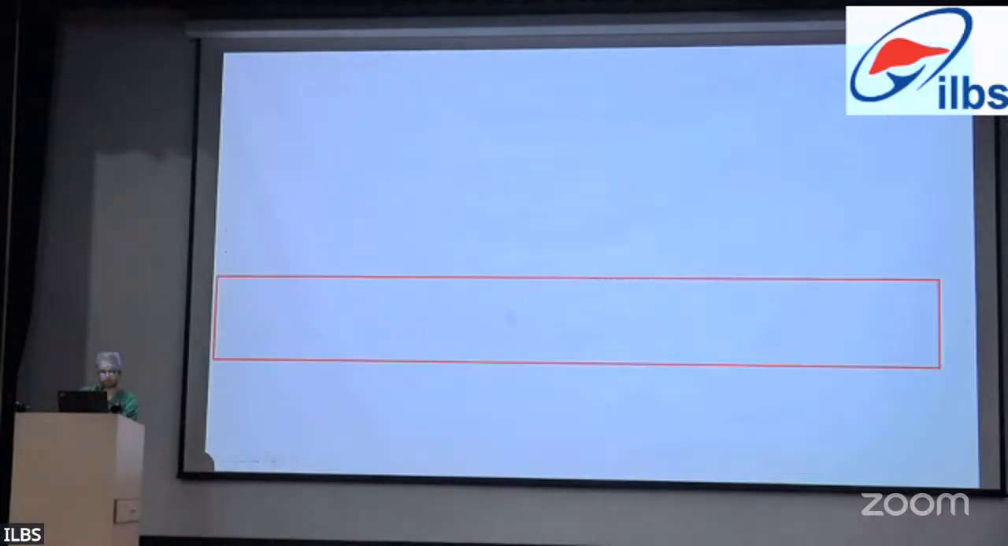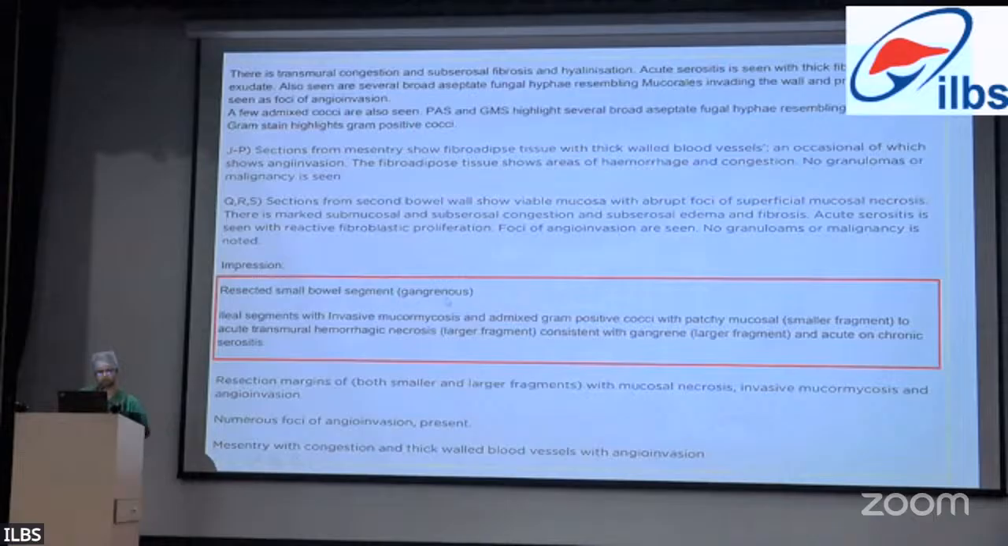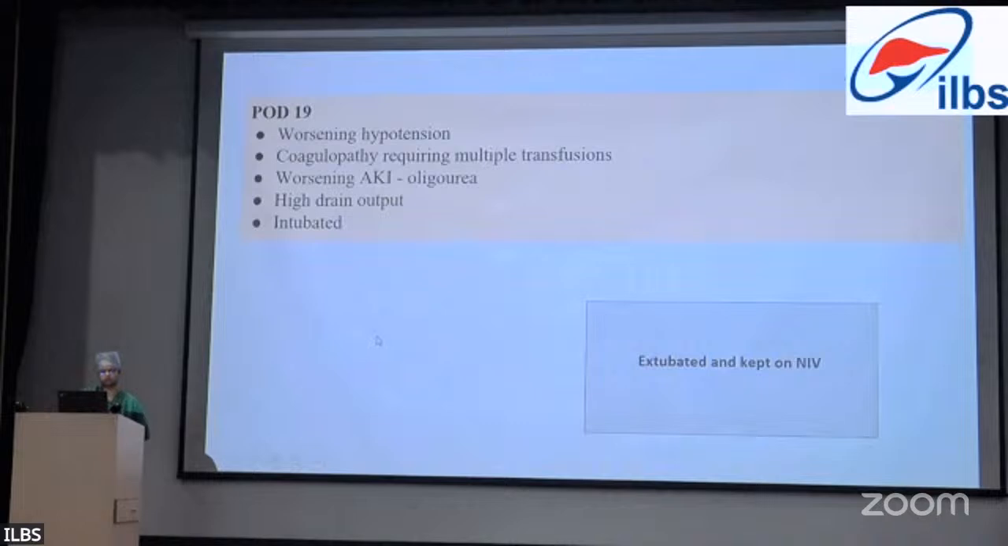The resected segment of the bowel, which was gangrenous, had ileal segments with invasive mucormycosis, admixed with gram-positive cocci and patchy mucosal fragments, with acute transmural hemorrhagic necrosis, consistent with gangrene and acute or chronic serositis. Later on, he had worsening hypotension and coagulopathy, which required multiple transfusions. But his sensorium improved, and later he was extubated and kept on NIV.